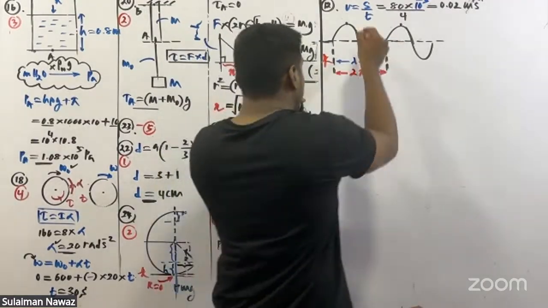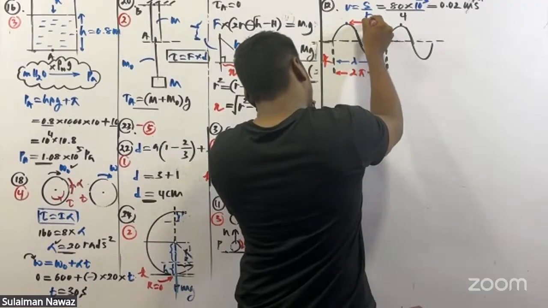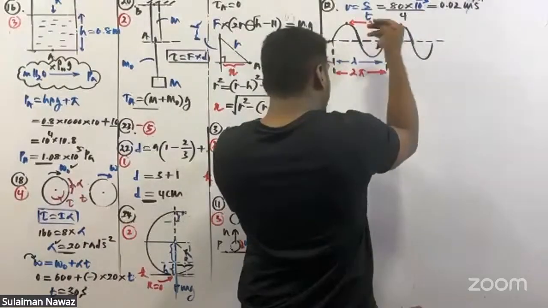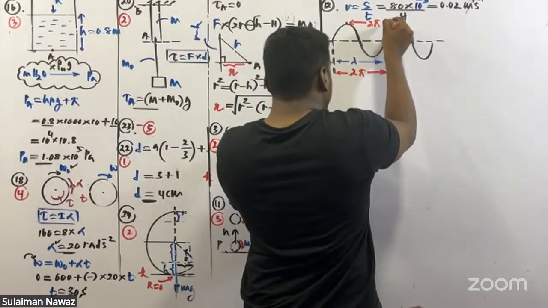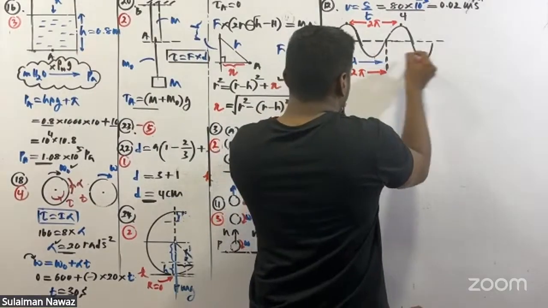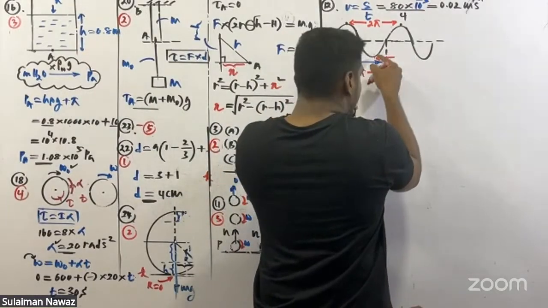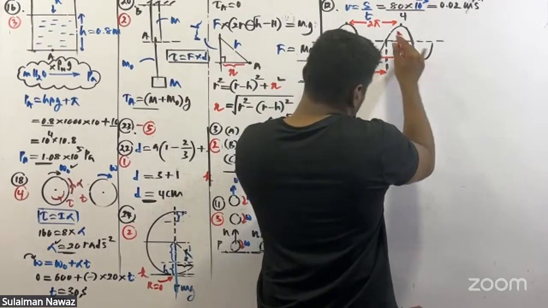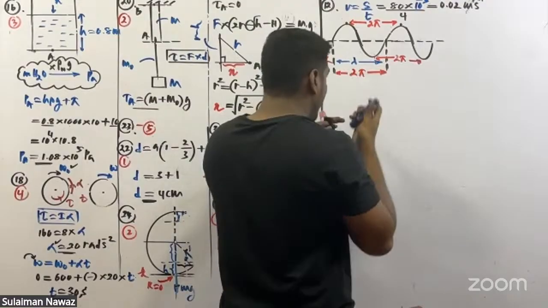Otherwise, when you consider two adjacent crests, the gap is the wavelength, and the phase difference is 2 pi. When you consider two adjacent troughs, the gap is the wavelength and the phase difference is 2 pi. Remember that.